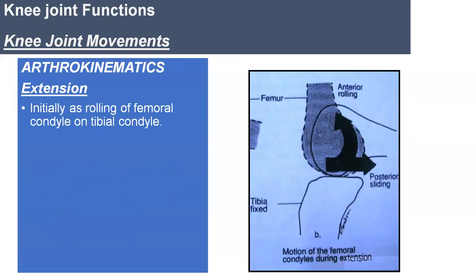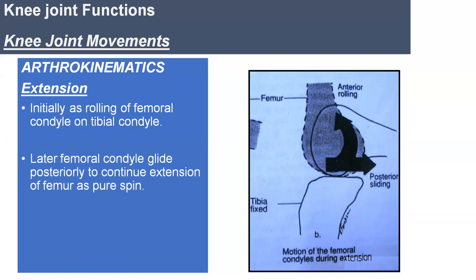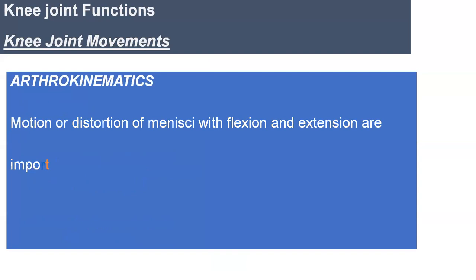So in extension, initially as rolling of the femoral condyle on the tibial condyle, the lateral femoral condyle glides posteriorly to continue extension of the femur as pure spin. Posterior glide occurs due to tension in the PCL and the wedge shape of the meniscus. So motion or distortion of the meniscus with flexion and extension are important components of motion.